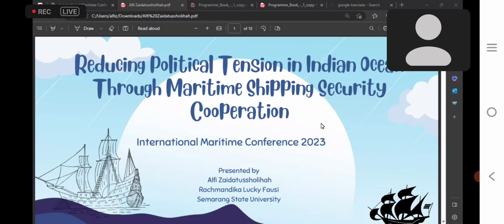Today, we would like to talk about the Indian Ocean region and our suggested solution to reducing the political tension through maritime security cooperation.